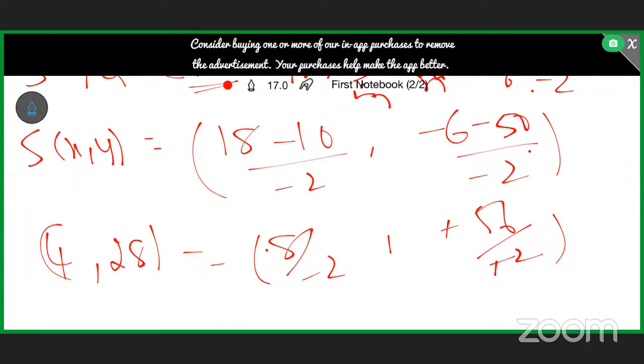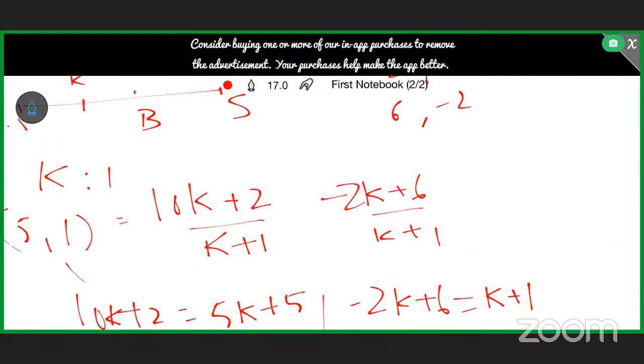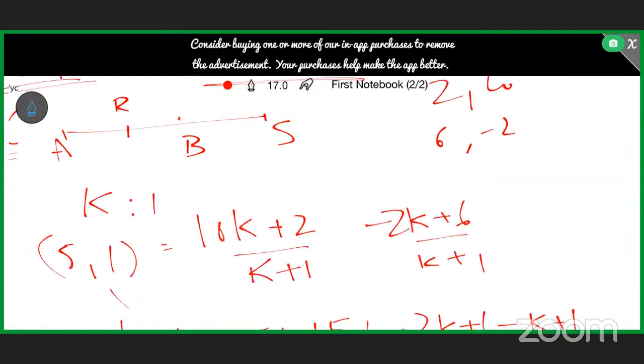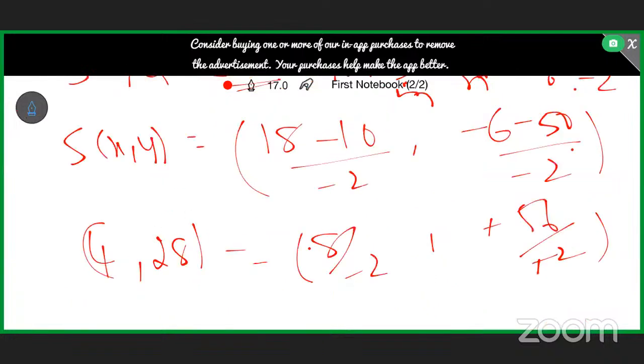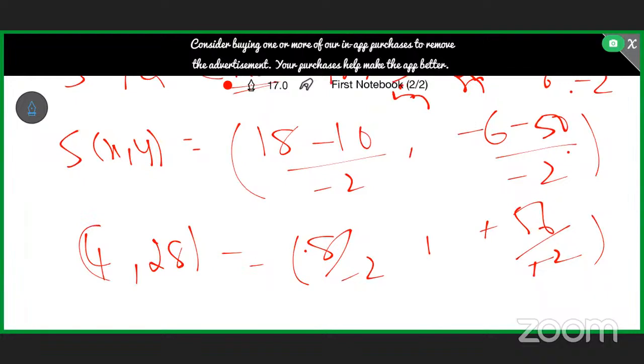Did anybody get this answer? Hello, did anybody get this answer? No, sir. Okay, just try out one more to make things much clearer, because you are still in some confusion. I'll give you one small question, just try it out.